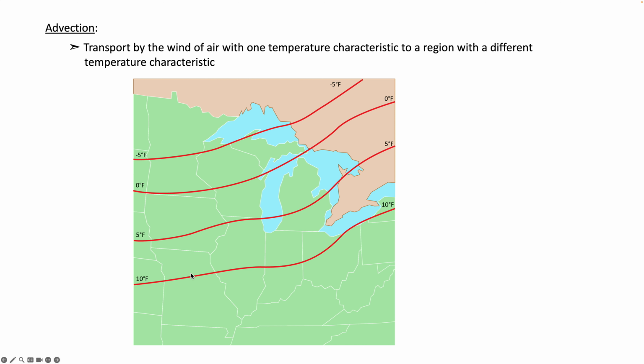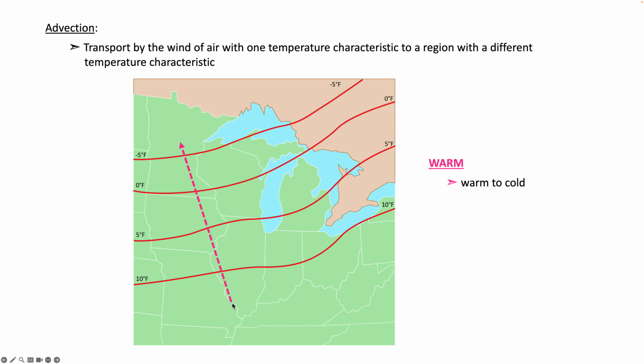And these red curves are isotherms. So we have 10, 5, 0, and -5. So this is a winter schematic where obviously it's colder to the north and a little bit warmer to the south. So I'm going to define both warm and cold advection. Warm advection is basically transport of air by the wind of warm air to a region where it's colder. This is basically a really complicated way of saying a south wind.